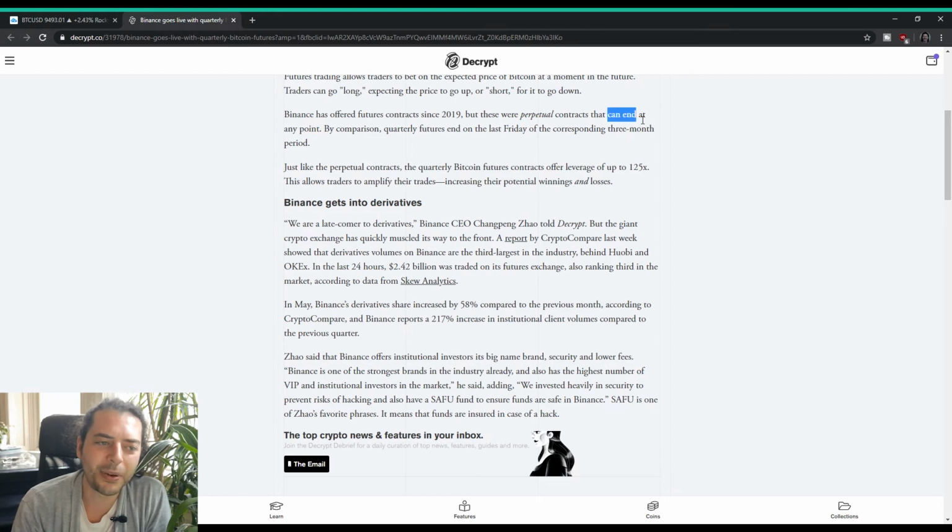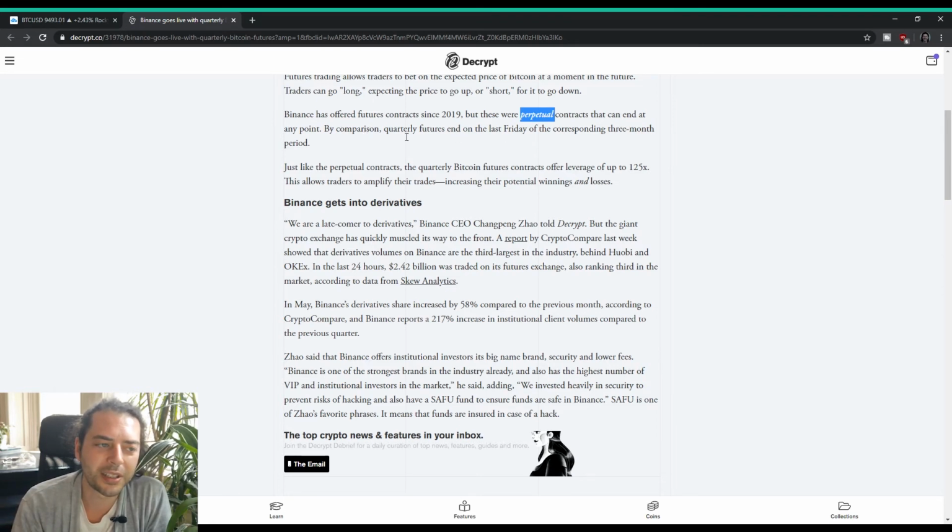They can end at any point. Yes, of course, Binance could have just pushed the stop button on them. But perpetual, the clue is in the name there, buddy. Perpetual. Presumably there are fees and stuff like that. Presumably Binance charge you a maintenance fee or a funding for using the perpetual one.